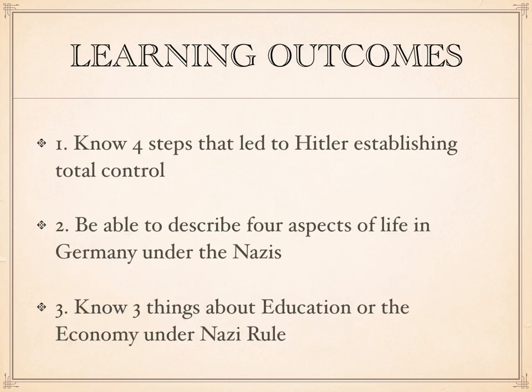So that brings us to the end of our presentation. You guys should now know 4 steps that led to Hitler establishing total control. You guys should be able to describe 4 aspects of life in Germany under the Nazis. And finally, you guys should know 3 things about education or the economy under Nazi rule.